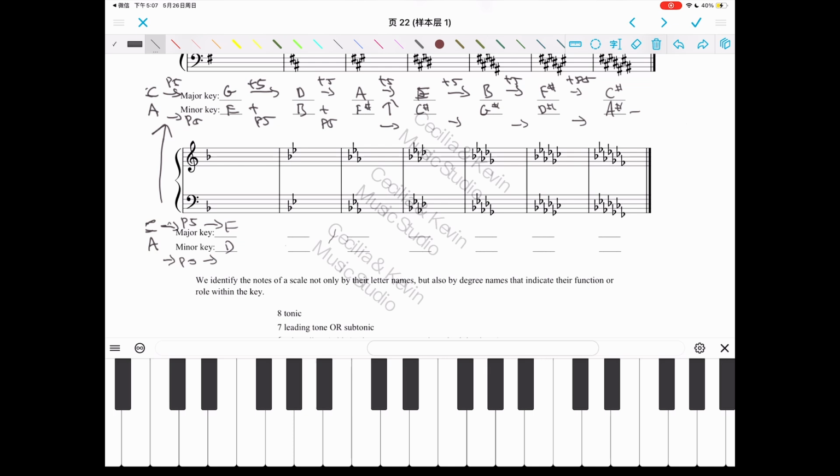Next, we're going to go to the next one for both. We're going to count down a perfect fifth for F and for D.